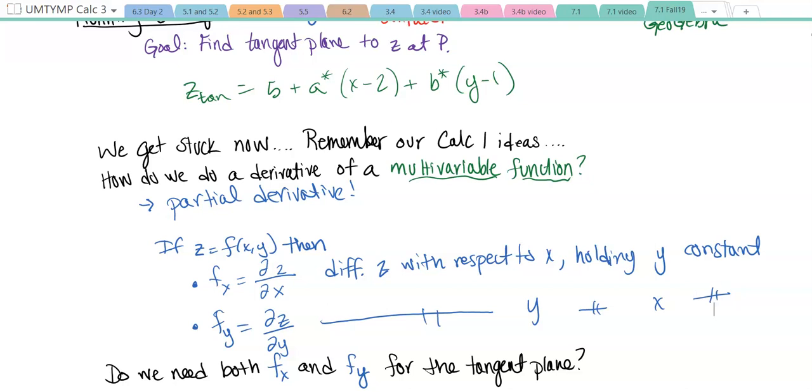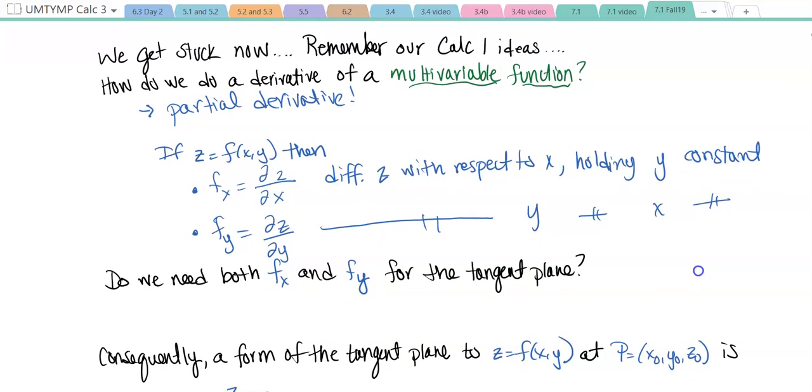The idea here is that previously in Calc 1 we only had f prime of x, right? Because we were extending in one direction. Now, if we're looking at a plane, we need to extend in two directions and make sure that we continue in both directions from that point, and just continue in a linear fashion. So yes, we do need both.